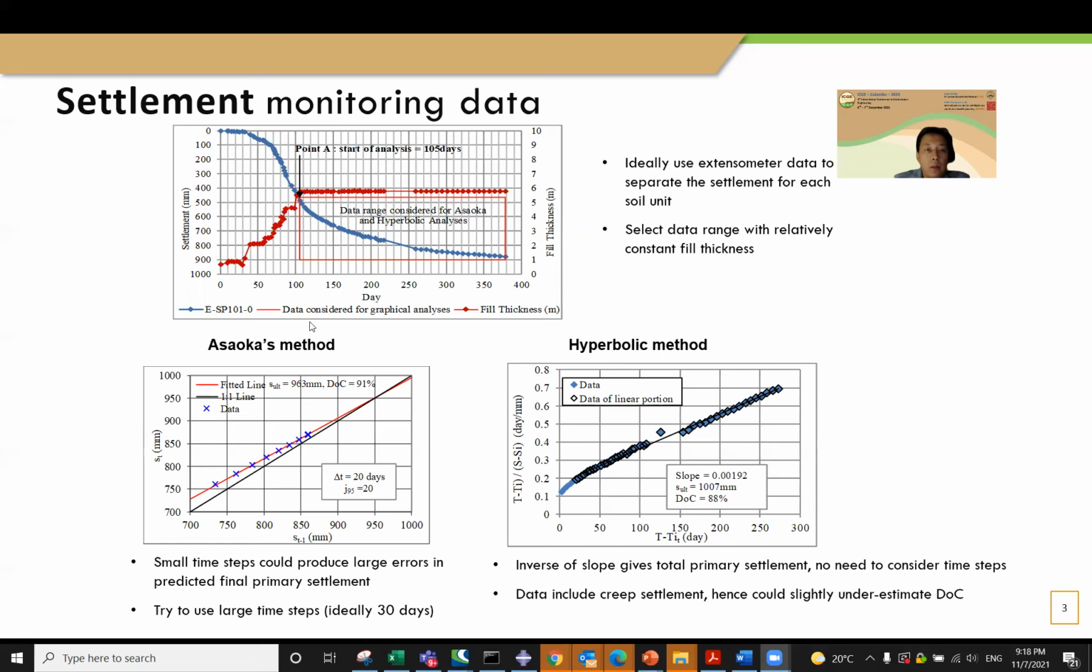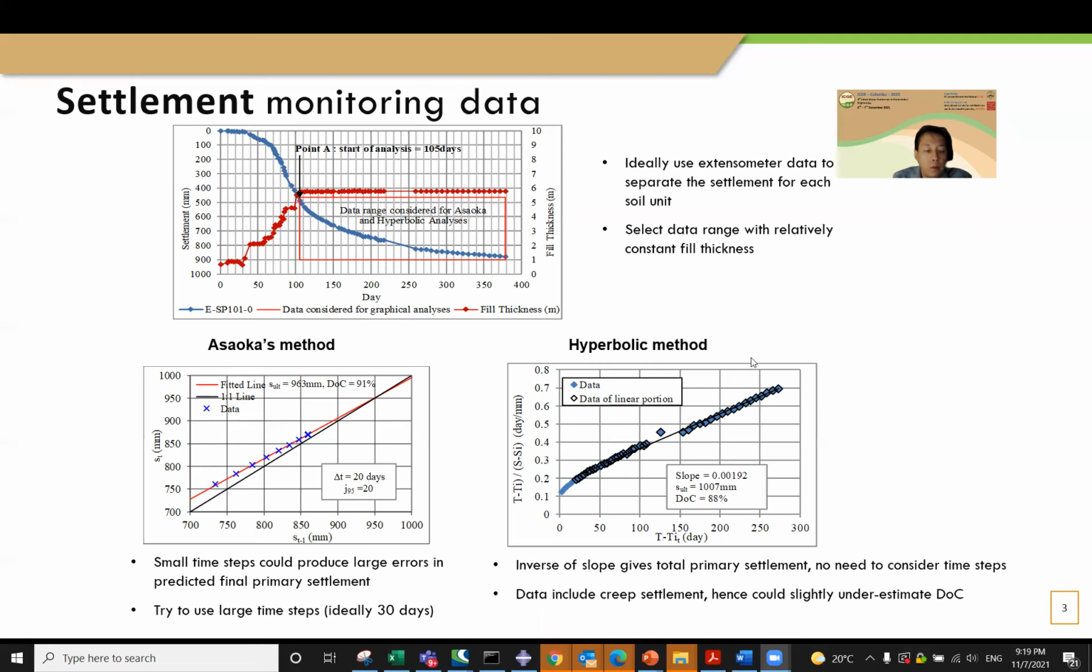There are 2 methods to assess the degree of consolidation from settlement time curves, namely the Asaoka method and hyperbolic method. For the Asaoka method, we are plotting the settlement data of time t versus time t minus 1. And the intersection of the data trend line with the 45-degree line gives the prediction of the total primary settlement. The time step chosen is important. Ideally, we should be adopting at least 20 to 30 days as the time step. Anything less than 10 days may not be giving accurate result.